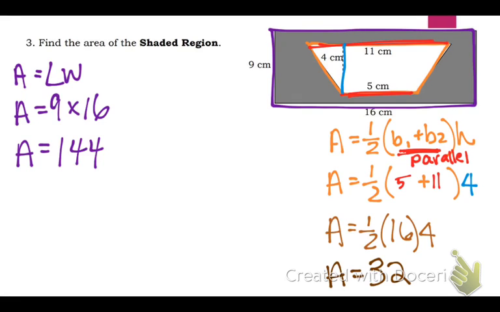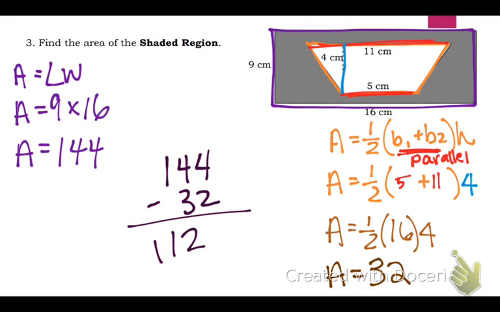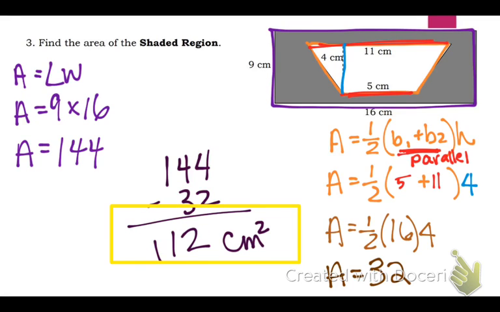32. So there was 144 centimeters squared, and then 32 of it was cut out. So we are going to subtract it, which is 112 centimeters squared. Perfect. You're going to do the next one, you and your partner.